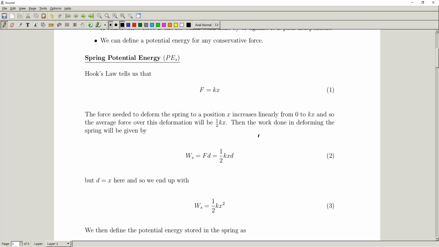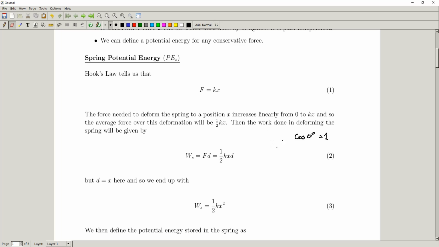But again, if we think about the spring and we think about deforming it in this way, we're applying a force in this direction, but we also have the deformation in that direction. So our cos theta ends up being a cos of 0, which just gives us 1, which is why we don't have a cos in here, okay?